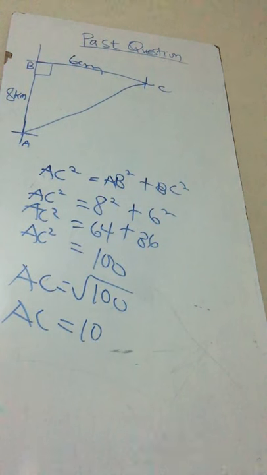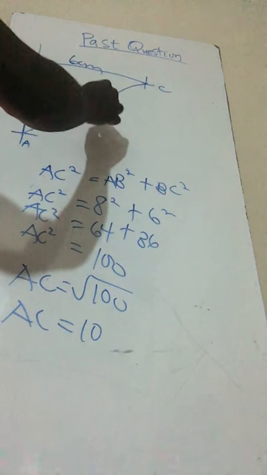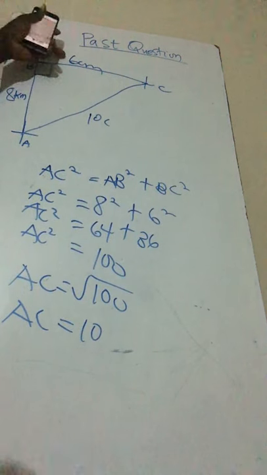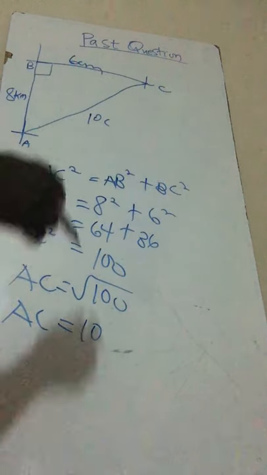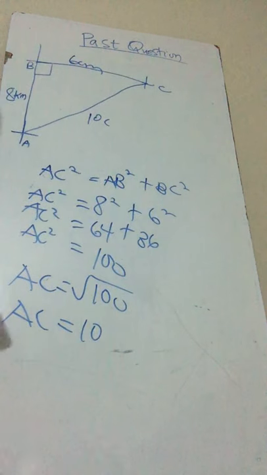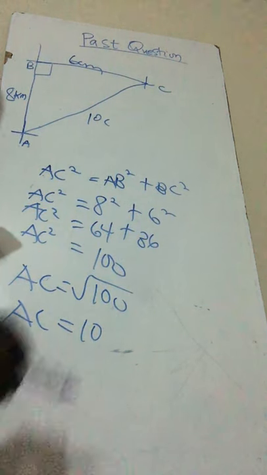And so the shortest distance is just to go this way, which will give you 10. So instead of going 8 plus 6, 14 kilometers before you get here, why don't you use this shorter way, 10, to get to this side? So that was fine. So the answer for 27 is D. Okay.